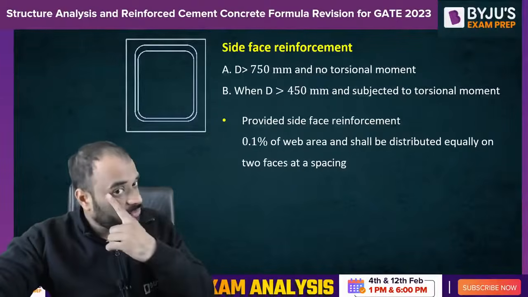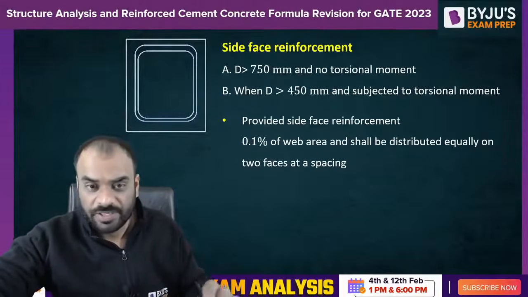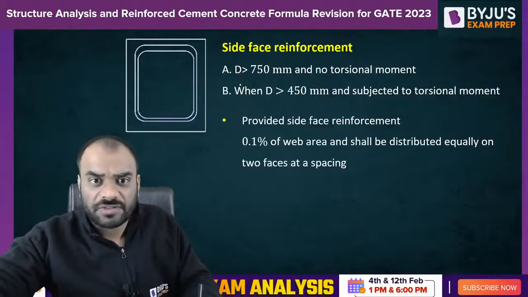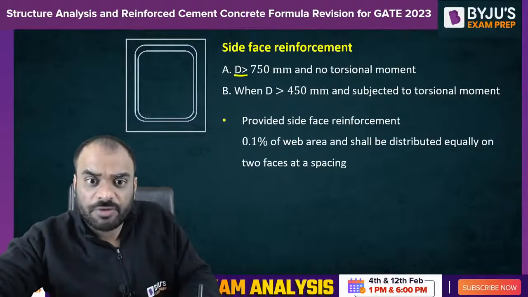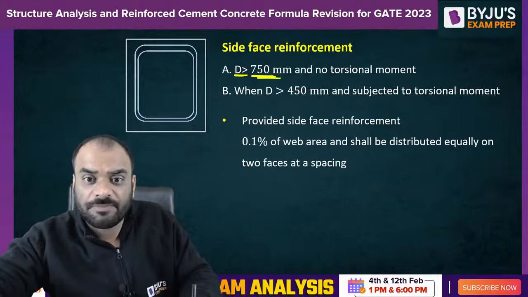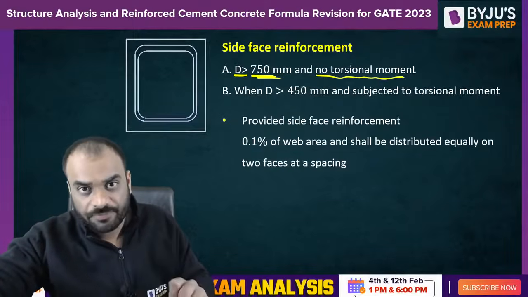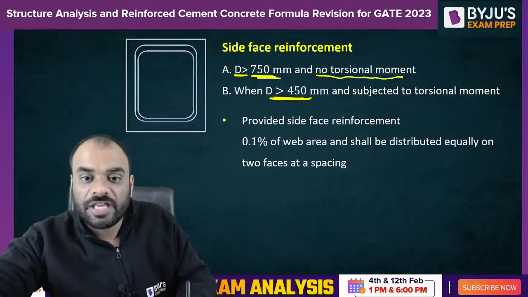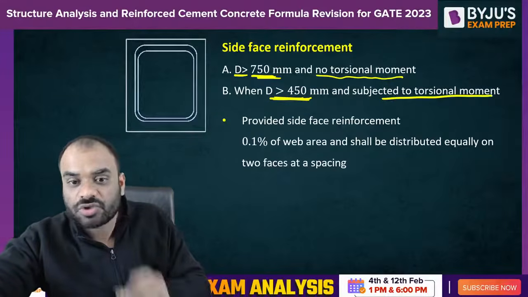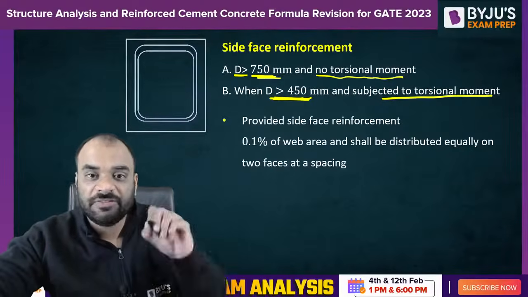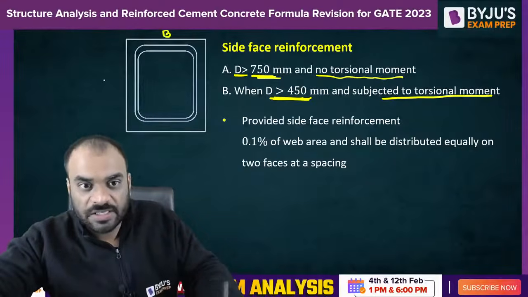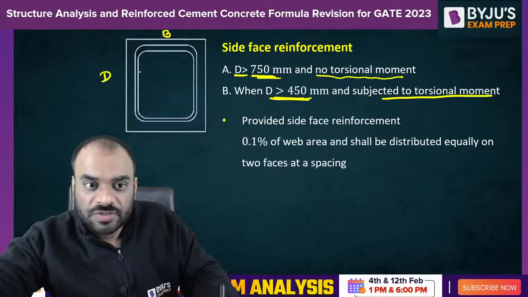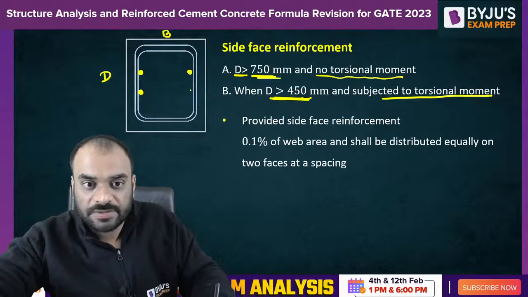Okay. Next one is basically the side face reinforcement. So there are two conditions for side face reinforcement. Let us suppose if the depth of the beam is greater than 750 mm and there is no torsional moment on the beam, or if D is greater than 450 mm but it is subjected to some torsional moment, you need to provide the side face reinforcement. So guys, let us suppose this is B, this is overall depth. Side face reinforcement should be provided equally on both the sides.